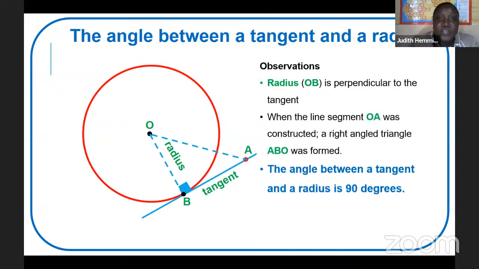All right. So when the line OA was constructed, a right angle triangle was formed. The primary thing that you need to remember with this particular theorem is that when a tangent and a radius intersect like this, the radius is perpendicular to the tangent, therefore forming a 90-degree angle.